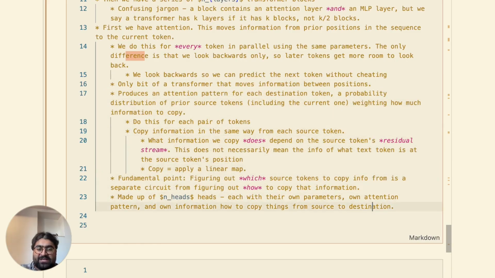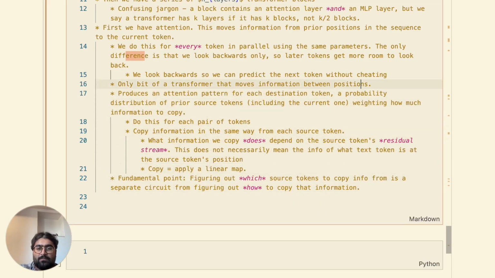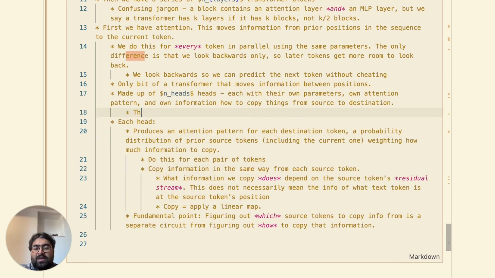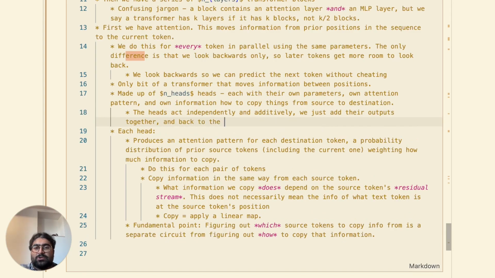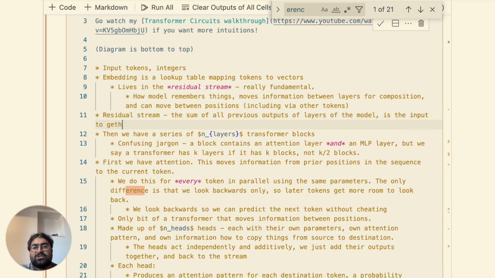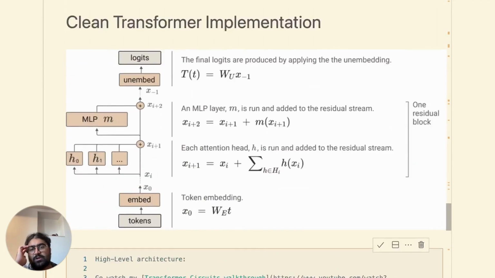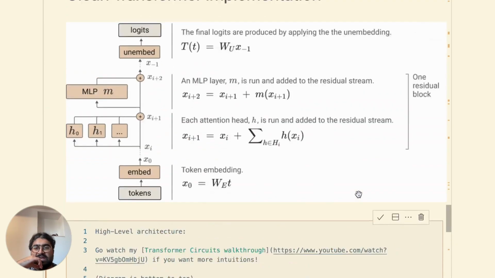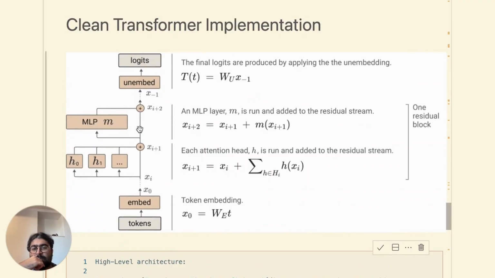Let's reorder this section because I think that would make it conceptually clearer. The heads act independently and additively. We just add their outputs together and back to the stream. Maybe I'll create a high-level thing about the residual stream. The sum of all previous outputs of layers of the model is the input to each new layer. So going back to the diagram, I just talked a bunch about what attention is and how attention works. Then I need to talk about the MLPs.